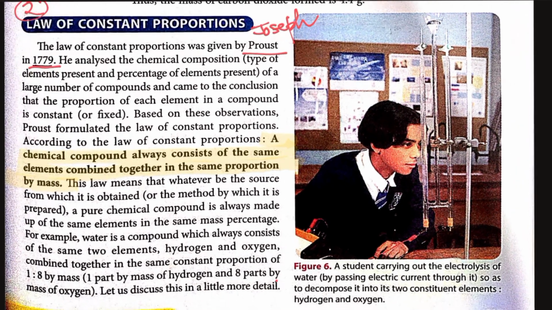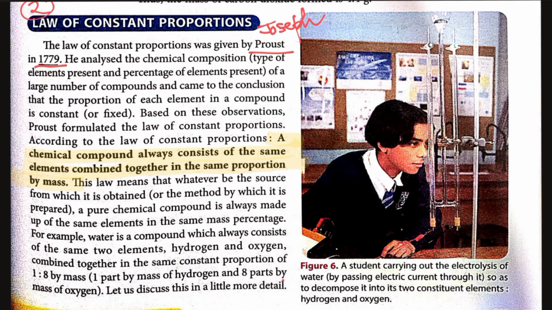by mass. That means if two elements, hydrogen and oxygen, are forming a compound, water, then water always consists of the same two elements, hydrogen and oxygen, combined together in the same constant proportion of 1:8 by mass. That is, 1 part by mass of hydrogen will always combine with 8 parts by mass of oxygen.